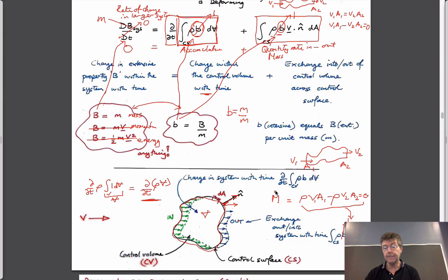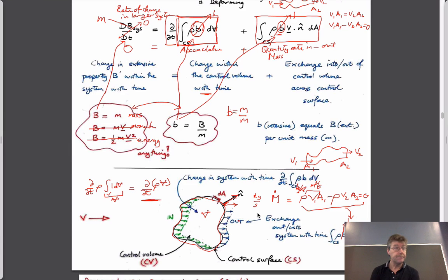This is a mass rate of flow. So a velocity times an area is what? Meters per second times meters squared is meters cubed per second. This is kilograms per meter cubed. And so by definition, units of this are kilograms per second. So we can write this in terms of mass rate.